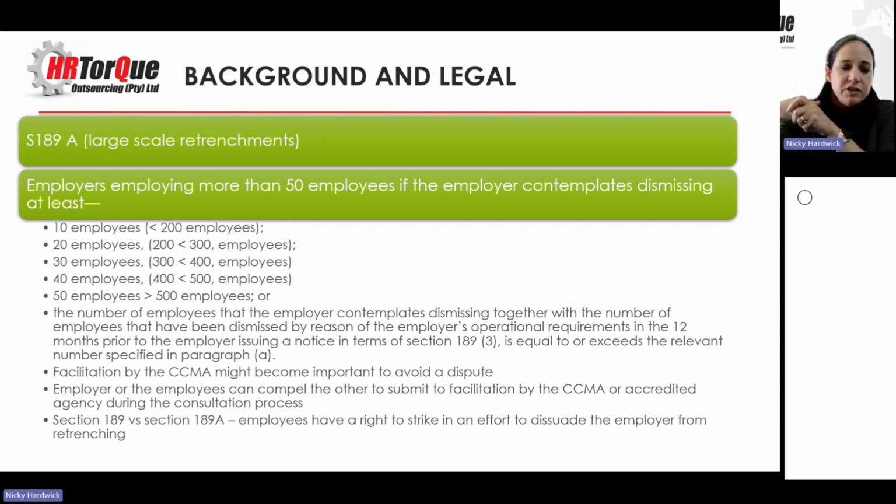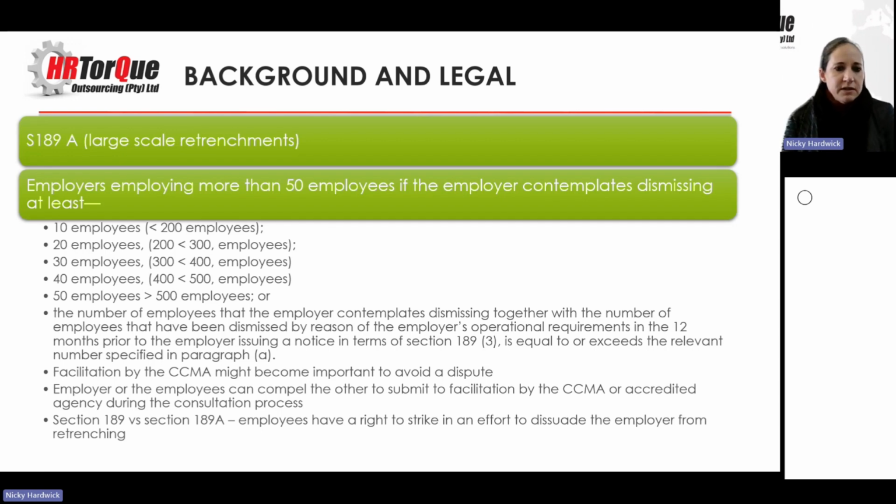When we look at large-scale retrenchments, very often the use of the CCMA becomes important, specifically to get around a dispute. In large scale, they'll often request the CCMA to come in and assist in the process. There are various different things that you can do. You can use another body, but it becomes far more onerous when it's a large-scale retrenchment. If you go down the road of a large-scale retrenchment and you don't follow this process and it is then challenged at the CCMA, you're going to have a problem because you haven't looked at what you need to look at.